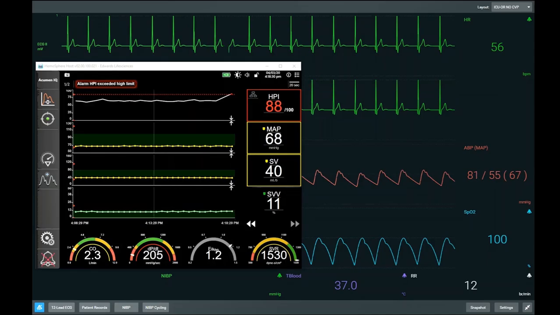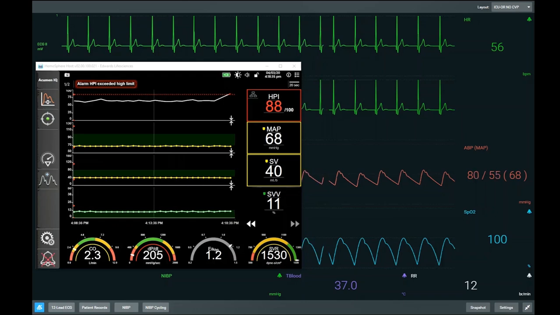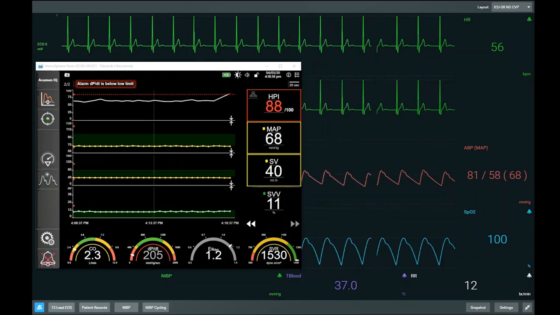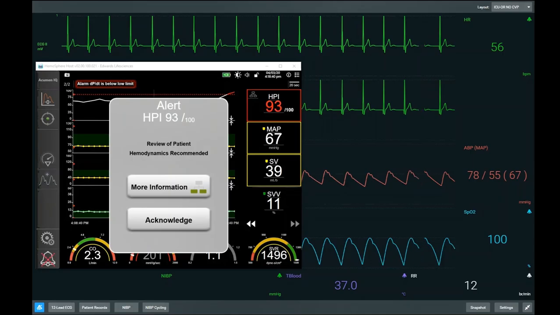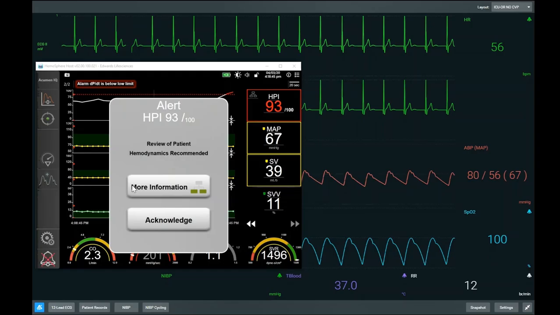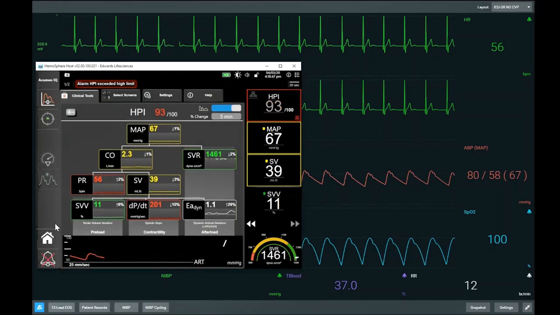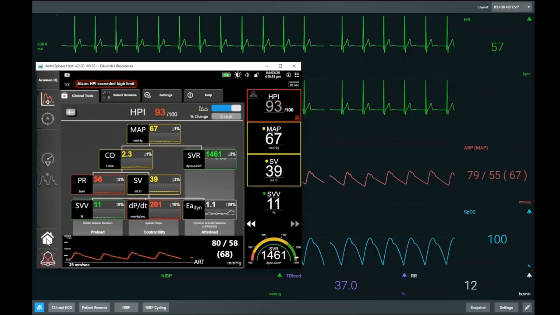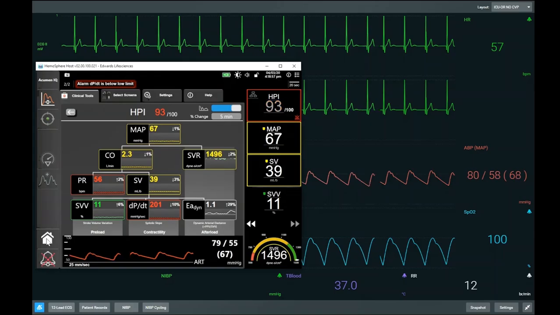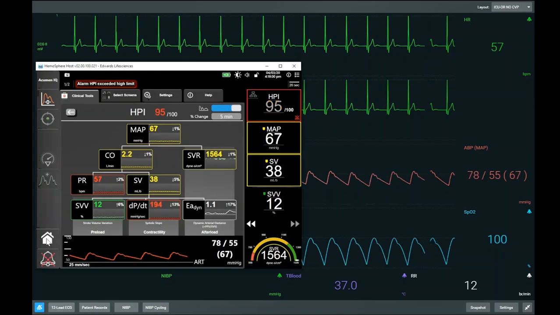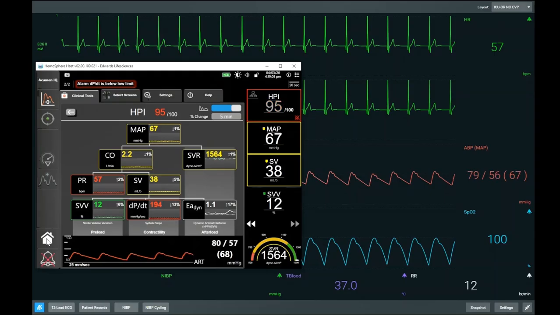This change in HPI, this delta HPI, is our stimulus to look around, to have some environmental awareness of what's going on around us, and also to investigate the underlying physiology to see what the cause of that increase in HPI is. Once HPI gets above 85, it does alarm. If we review our physiology at the moment, we see HPI is raised and therefore we are trending towards hypotension. Our MAP is 67, so we're not hypotensive yet. Remember, the definition is a MAP of less than 65 for more than 1 minute.